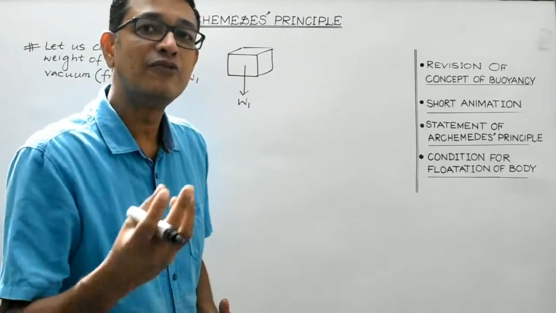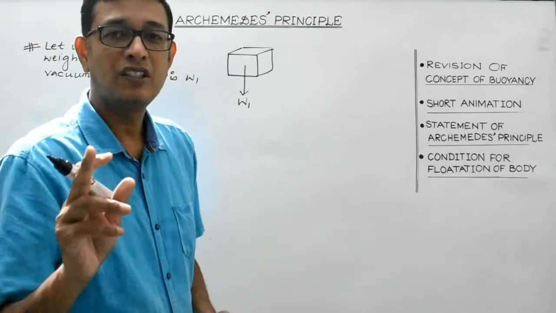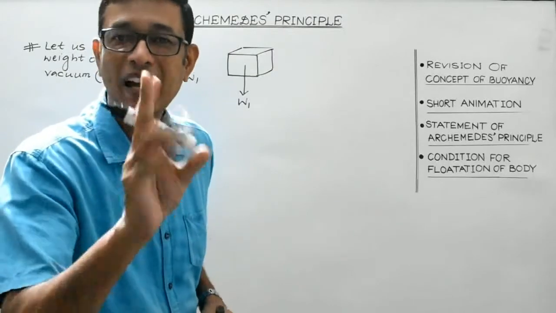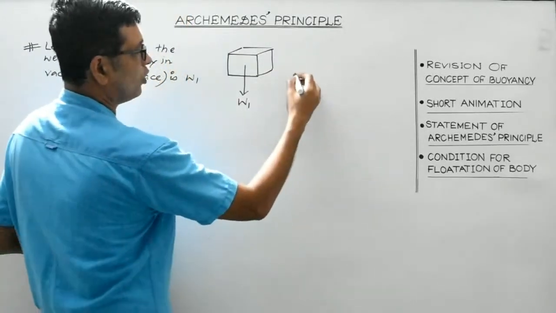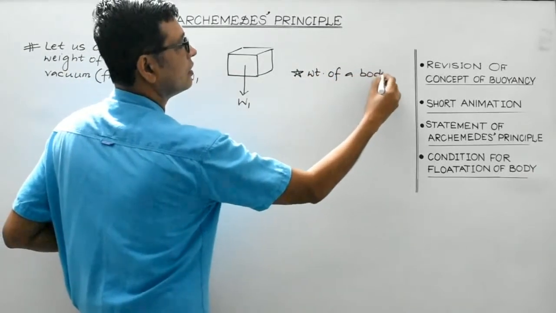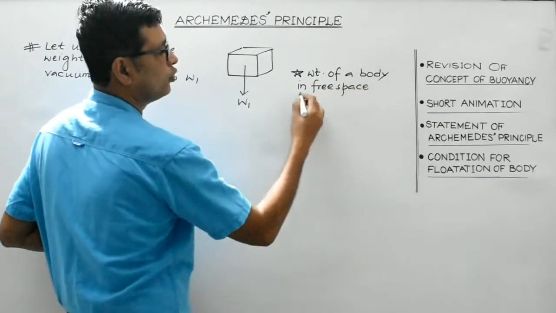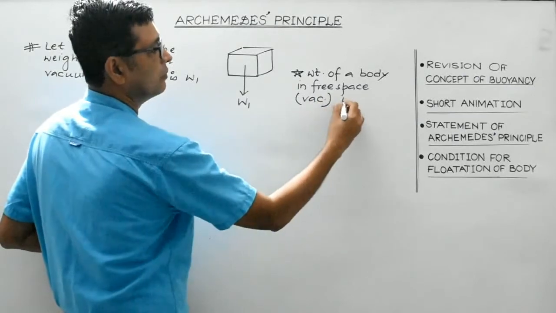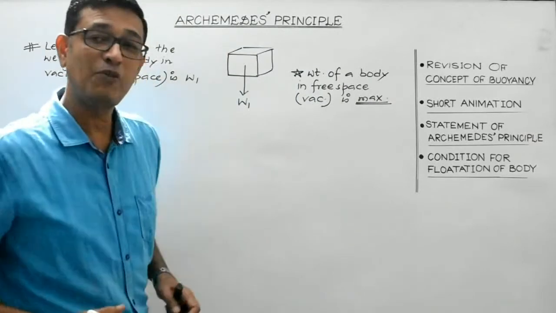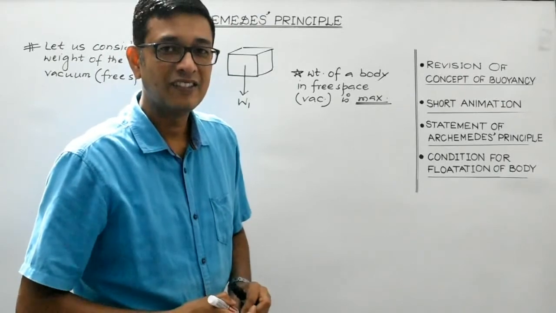It is actually the force of gravity. Clear? It is equal to m into g. And remember, the weight of a body in free space where there is no medium is maximum. So weight of the body, this is a crucial point, weight of a body in free space. Free space means vacuum, in the absence of any medium, is maximum. Always remember this. Why the weight of a body in free space or in the absence of any medium is maximum? Any idea?